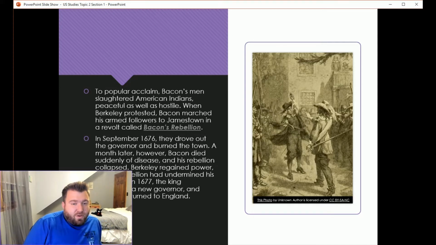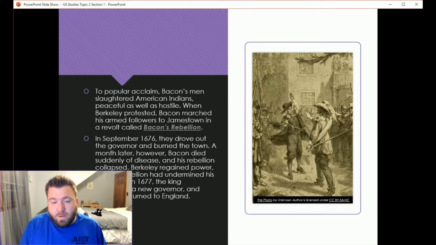And a few years pass and Bacon dies, but he had already made his mark. He made his impact, and people are starting to see, well, maybe Berkeley didn't know exactly what he was talking about. So in 1677, the king appoints a new governor to Virginia, and Berkeley returns to England.